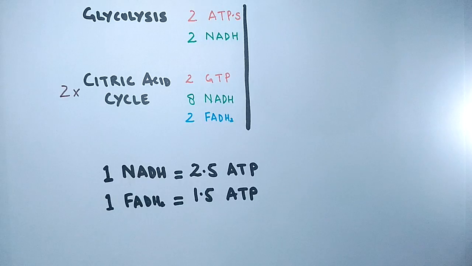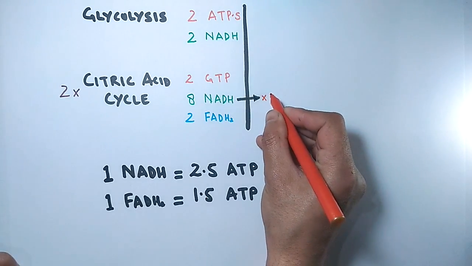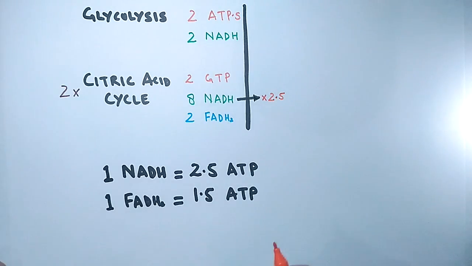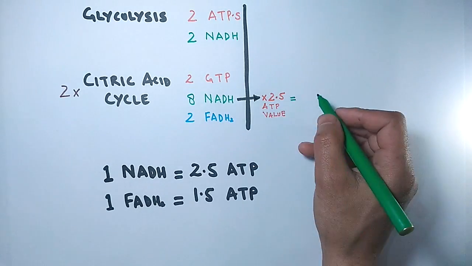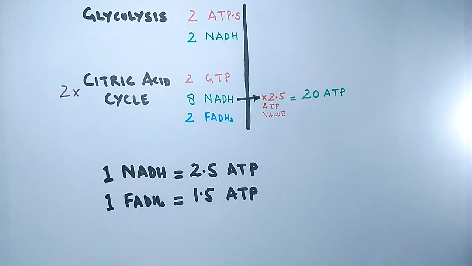Now first of all, let's see the energetics of the Krebs cycle. From 2 turns of the Krebs cycle, we get 8 NADH molecules. These 8 NADH molecules are to be multiplied by 2.5 ATPs, which is the value of 1 NADH molecule in oxidative phosphorylation. So in total we will get 20 ATPs: 8 multiplied by 2.5.